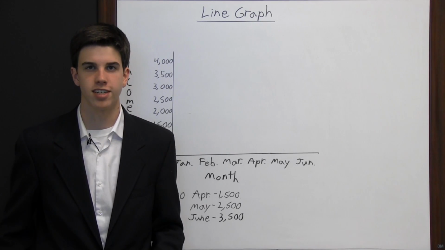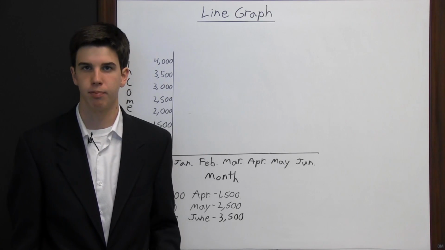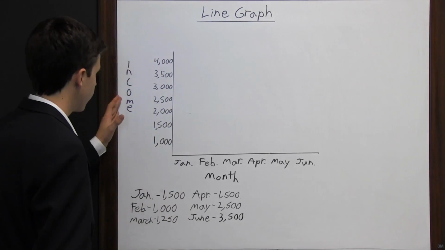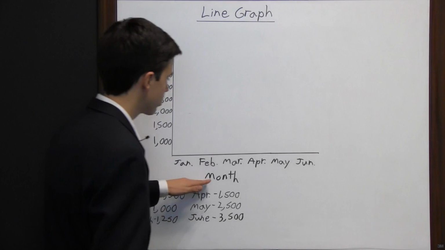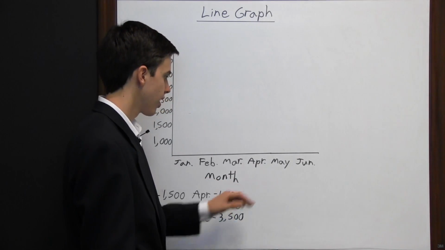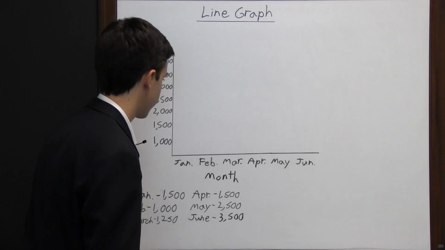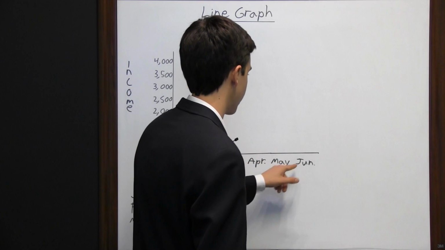A line graph is a type of visual illustration that helps show trends over time. So consider this graph right here. So we have income over here and the months of the year over here. So what we call this right here is the x-axis. This is the independent variable. This is what the constructor of this graph decided to place right here. They decided to put January, February, March, April, May, June.